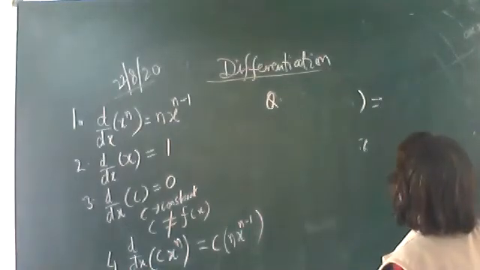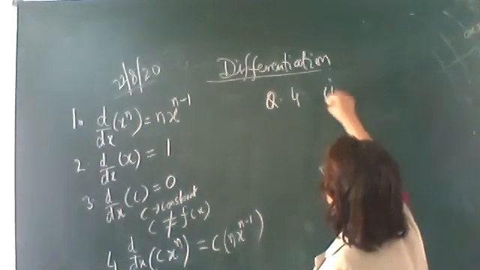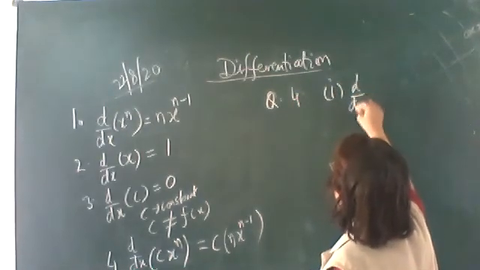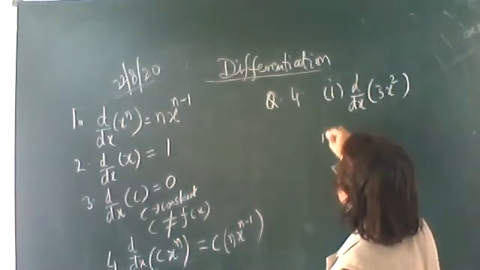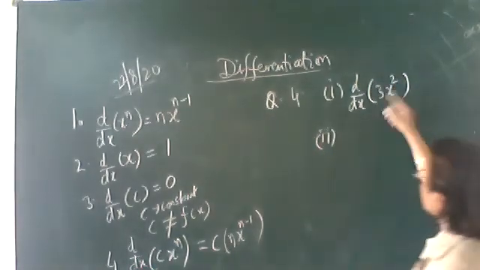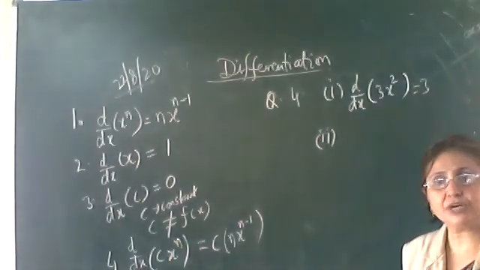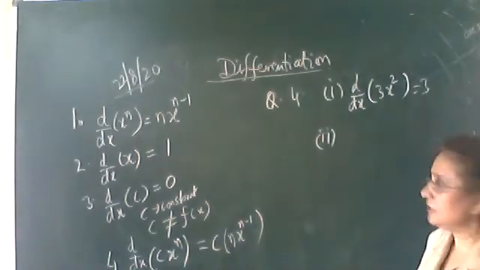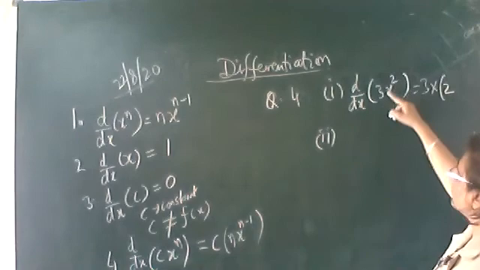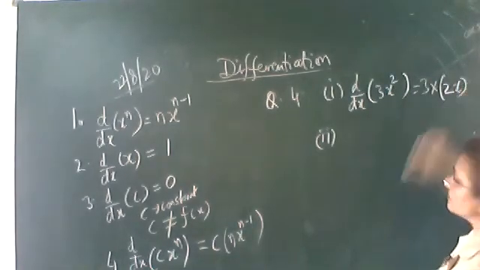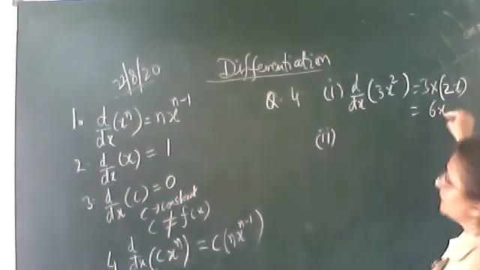Do few questions based on it. d by dx of 3x square. Okay, 3 will be taken outside and d by dx of x square using the first formula. What is n over here? 2. x raised to the power 2 minus 1 is 1. So what is the answer? 3 into 2x? It is 6x.